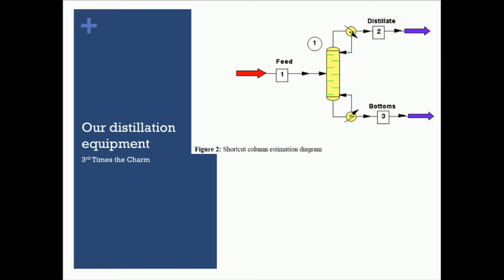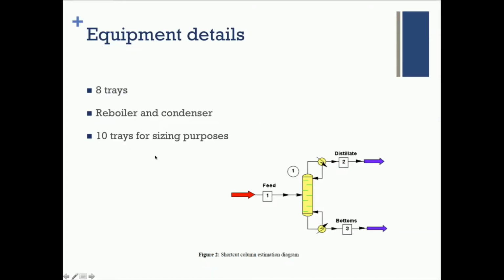Here's our simple equipment that we're going to take a look at. Here's the column. There's going to be a feed, a distillate, and a bottoms section. And we're going to start out by doing a shortcut column estimate. You could do a McCabe-Thiele if you want, but the shortcut column is fairly accurate, and it's essentially the same as a McCabe-Thiele. The team that did this for us was third time's the charm. So here are the equipment details. We have 8 trays, a reboiler and condenser, and for sizing purposes in ChemCAD, this will be 10 trays.